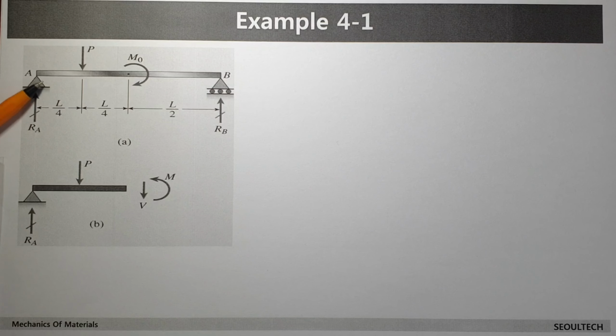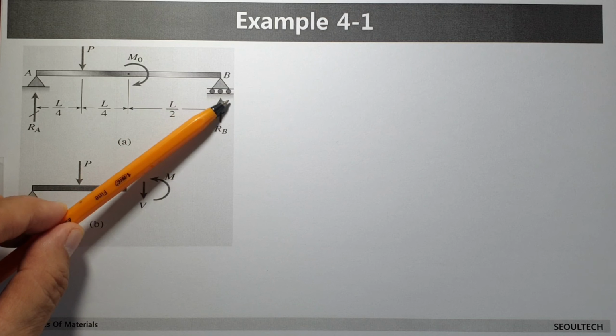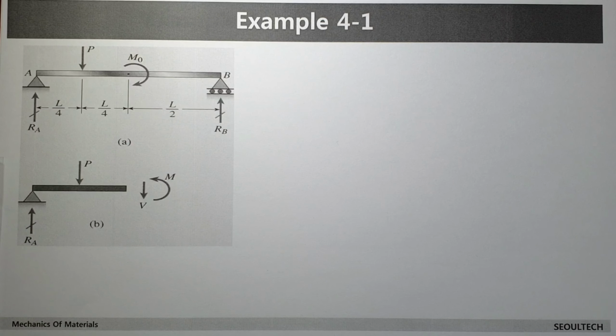It's not moved left and right, ups and downs. It's not moved, but rotation is free. On the right side, movement in horizontal direction is okay, but it doesn't move at all up and down. That's the restriction. Here at this point, L over 4, a concentrated force is acting like this. And in the middle of the beam, we have a twisting moment acting like this.